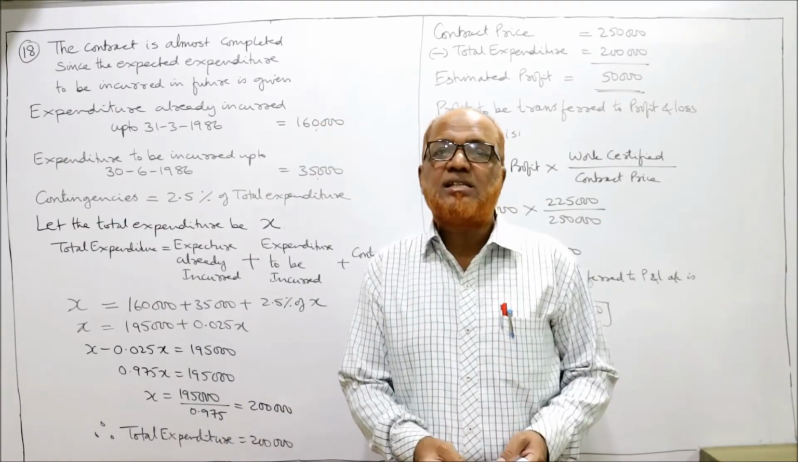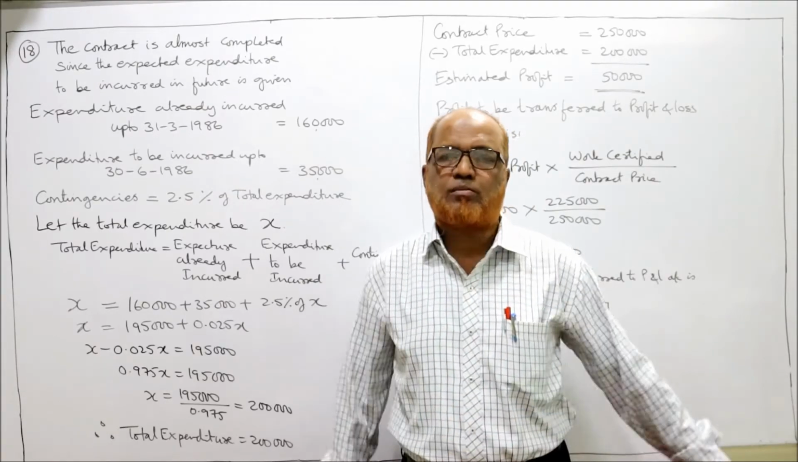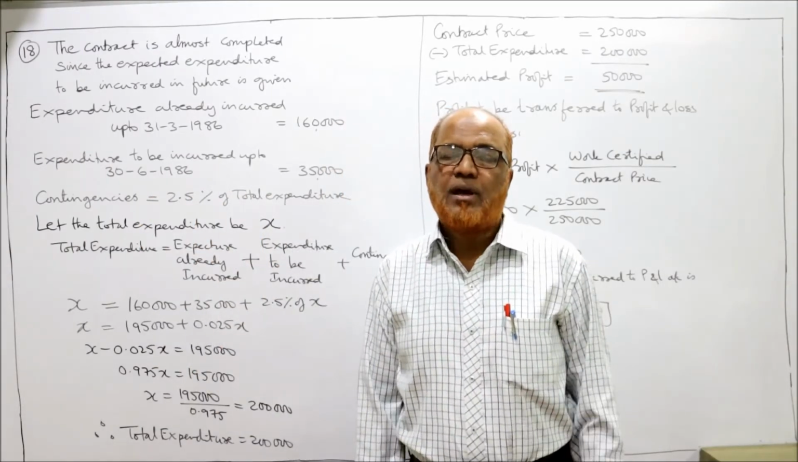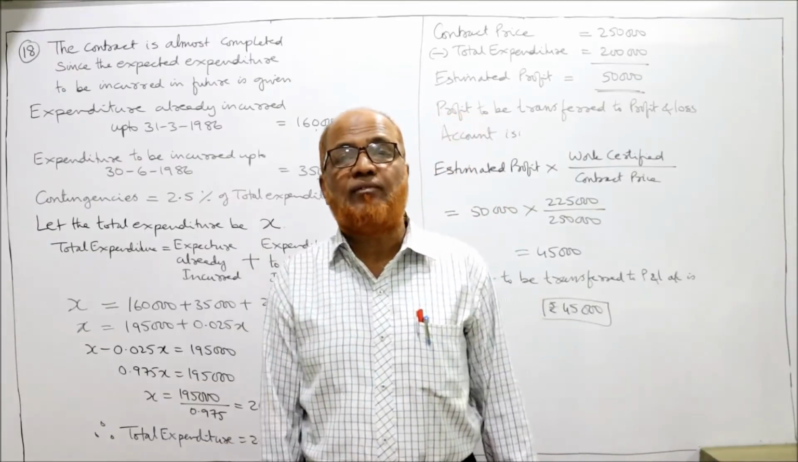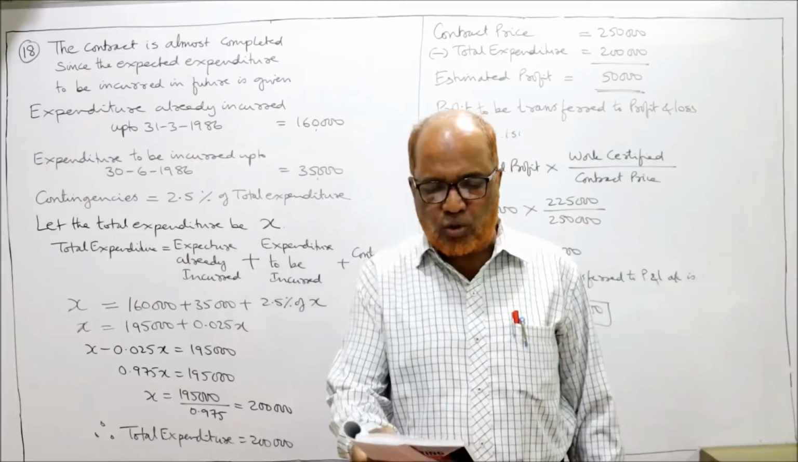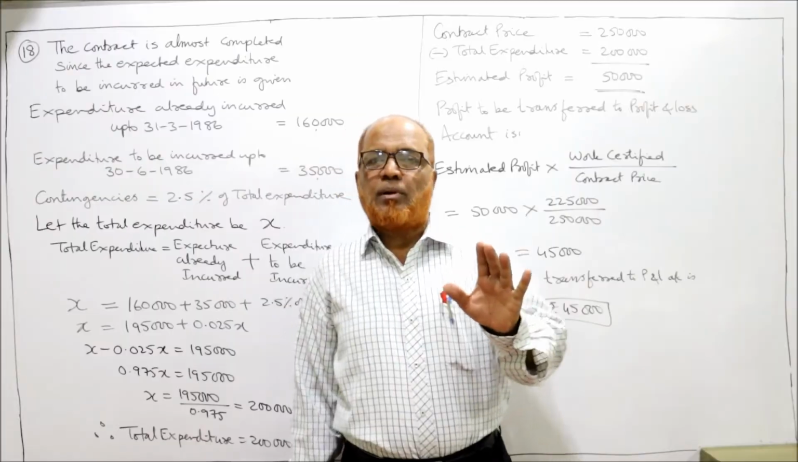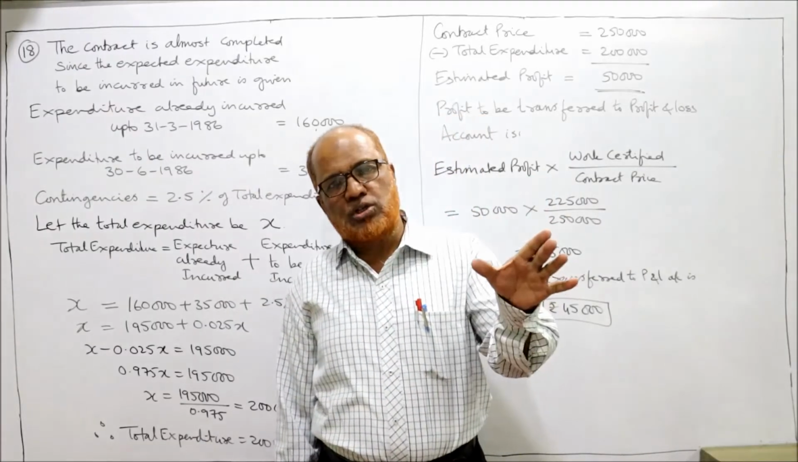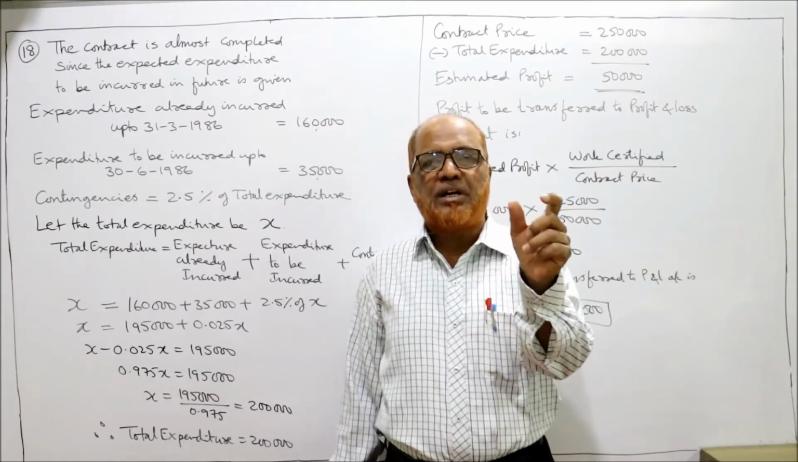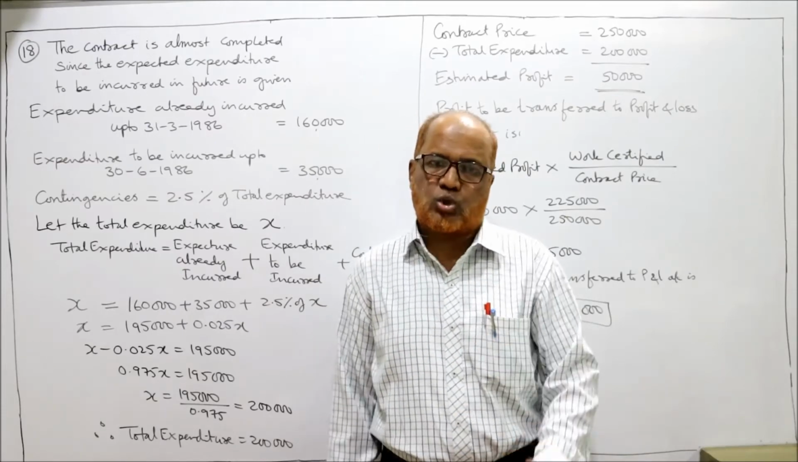The contract price is 2,50,000 and 2,20,000 has been realized in cash up to 31st March 1986. So the contract price is 2,50,000 and the work certified is 2,25,000 rupees. Calculate the proportion of profit to be taken to P&L account as on 31st March 1986. Here in this problem, we are not required to make a contract account. It is simply asking you to calculate how much profit to be taken to P&L account as on 31st March 1986. That is the question.